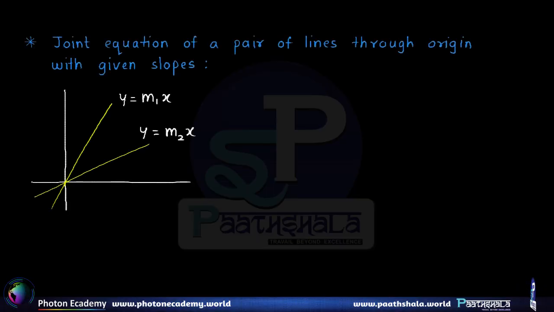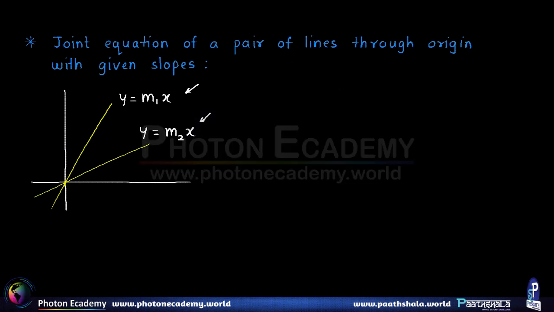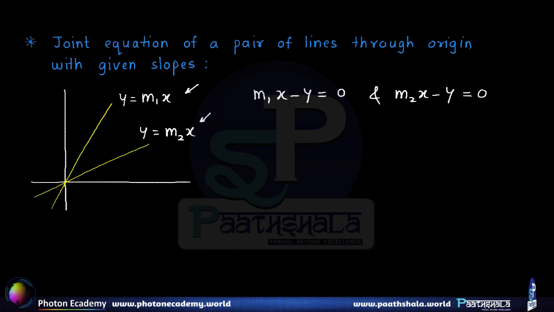Alright, now let us see how to find the joint equation of a pair of lines through origin with given slopes. So if we are given the slopes of the two lines to be m1 and m2, then we know that the equations can be written as y = m1x and y = m2x. But as you know, before writing the joint equation, we must write them in the standard form. So that is m1x - y = 0 and m2x - y = 0.